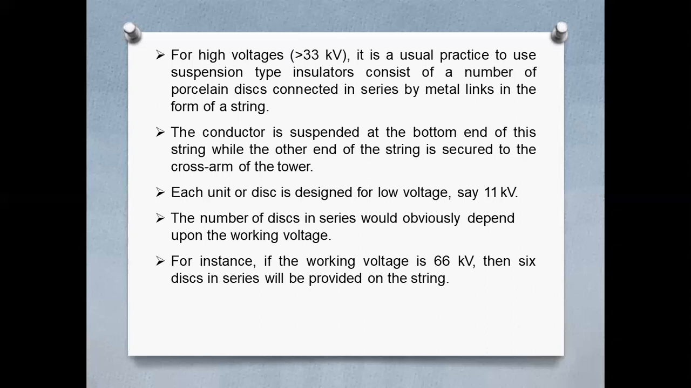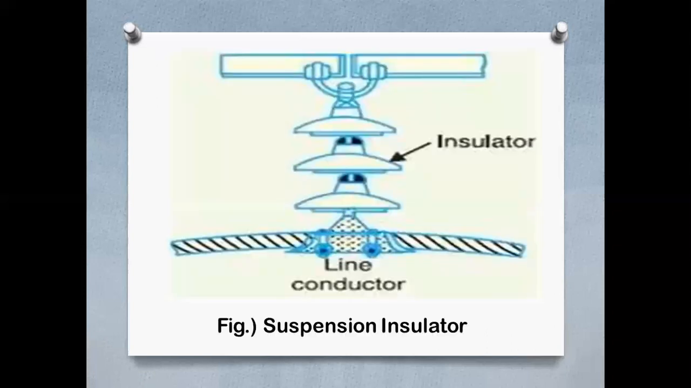For instance, one example I am saying, if the working voltage is 66 kV, then 6 discs in series will be provided on the string. That's it. The string will have 66, 11 into 6, 66. Okay, and this is the figure, suspension insulator.